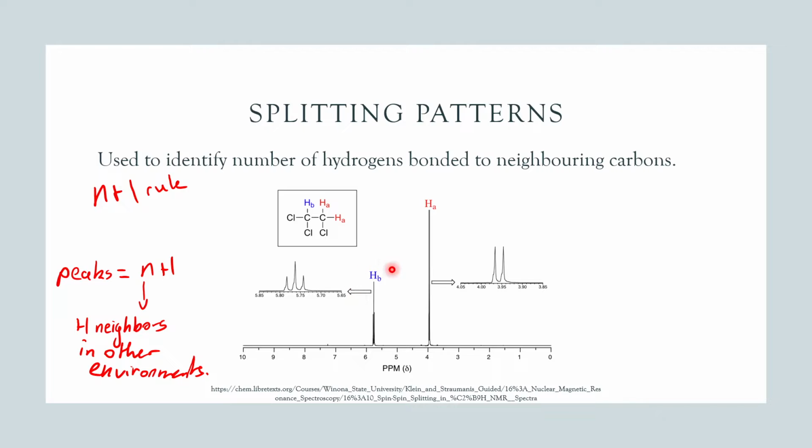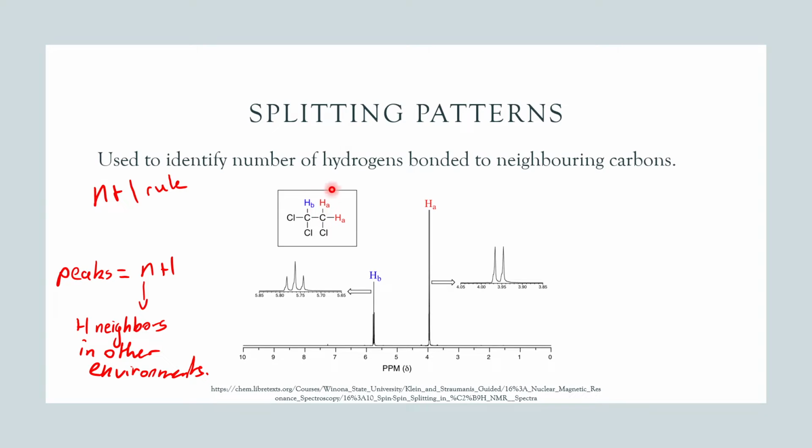If we look at this peak, we've been told that it is connected to this HB environment, and we can see that within the whole peak itself, if we zoom right in, there are actually 3 peaks. The whole peak has been split into 3. That is our splitting pattern here. Now, the n+1 rule dictates that there are 3 peaks because there are 2 hydrogen neighbors that are in other environments, plus an extra peak. In other words, there are 2 neighbors here, and that +1 leads to 3 peaks.